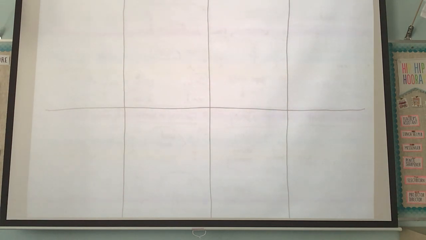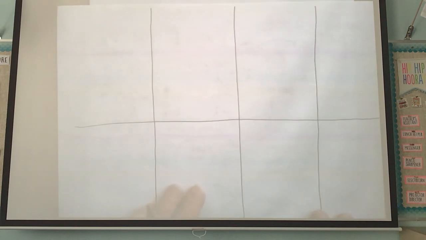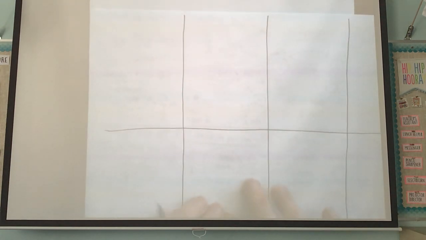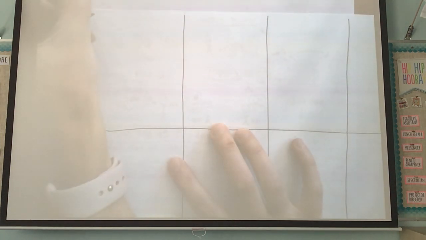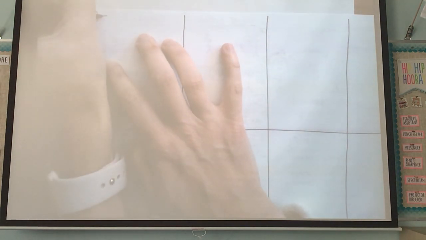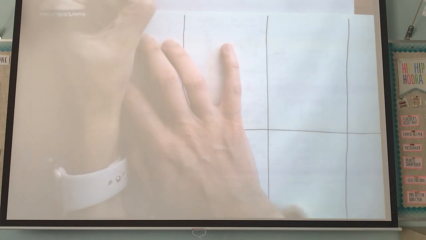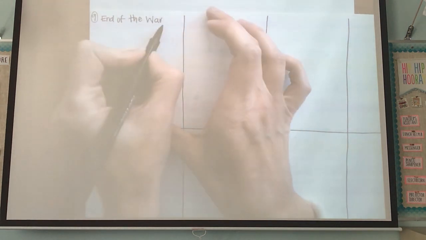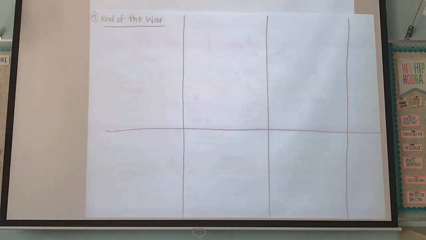So the next section that I have, I'm going to move this over so it's more towards the center. I have end of the war. So for me, this is box number 9, and I'm going to label it end of the war. You can do that on yours as well.